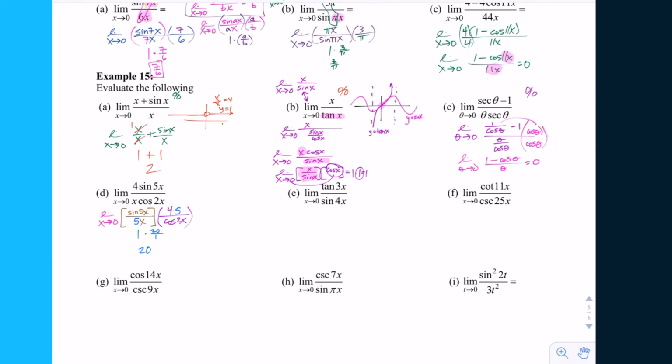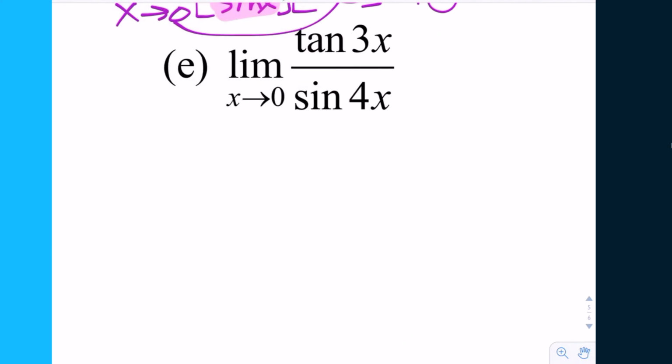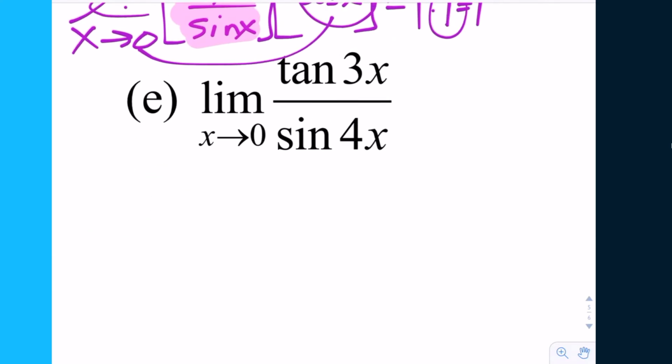All right, 1.4, example 15. We are on part E, and we're approaching 0, and we got trig. So we memorized two of them yesterday, right? The limit as x goes to 0 of 1 minus cosine of x over x is 0, and the limit as x goes to 0 of sine of x over x is 1. Remember, there is a way, sine and cosine, the 1 and the 0. But never not first, direct sub.